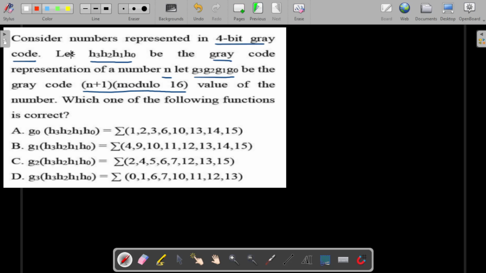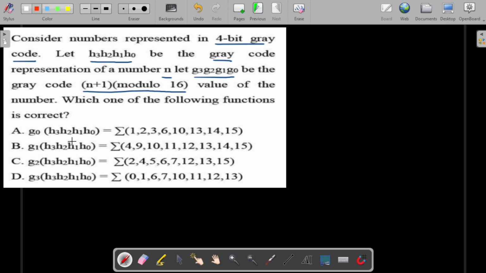Let me use the red color pen. Here they have given a 4-bit gray code. The number n is in 4-bit gray code. Let H3, H2, H1, H0 be the gray code representation of number n, that is a normal natural number n, meaning a normal decimal number. G3, G2, G1, G0 is the gray code representation of (n plus 1) modulo 16 of the number. Which one of the following functions is correct?